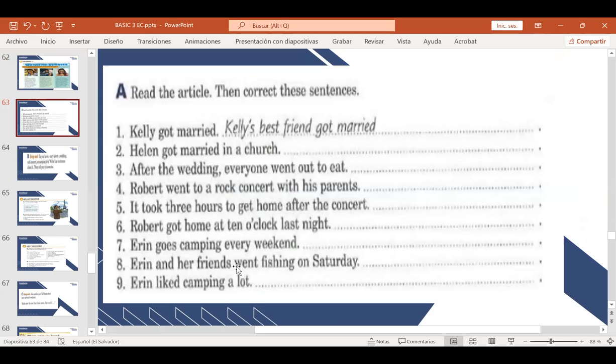Helen got married in a church. She got married at home. He got married at home. Okay, number three.